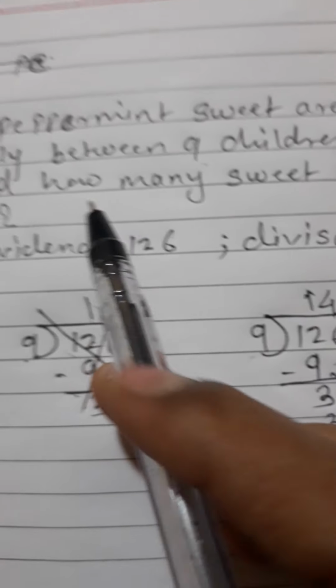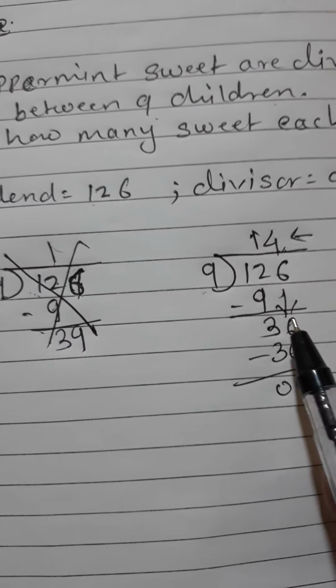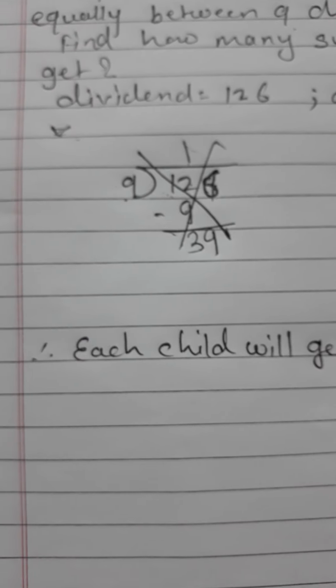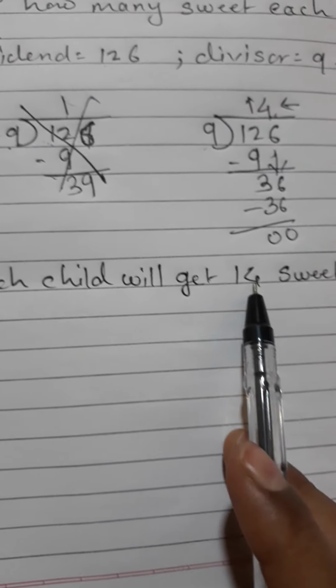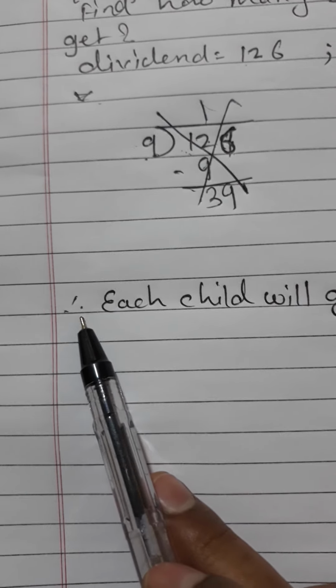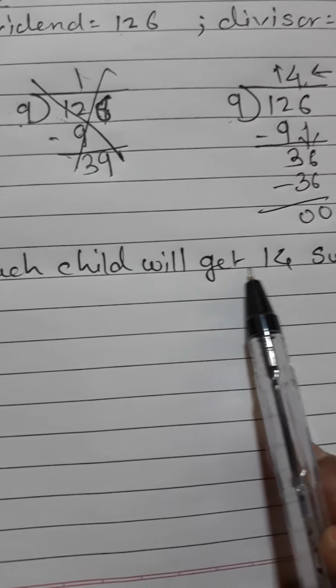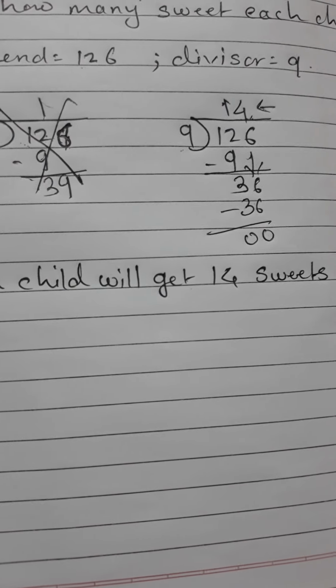So how many sweets does each child get? 14 sweets each child. Just write your answer down. Each child will get 14 sweets. Therefore, this is the sign of therefore. Therefore, each child will get 14 sweets. Understood, students? Look, another one.